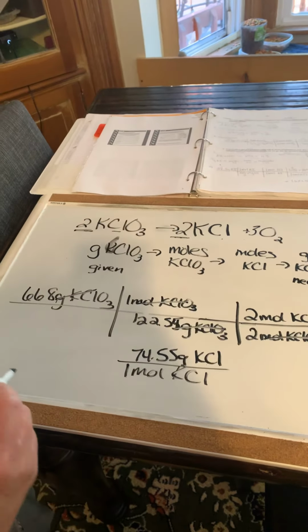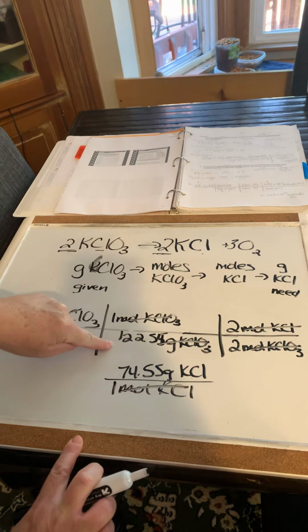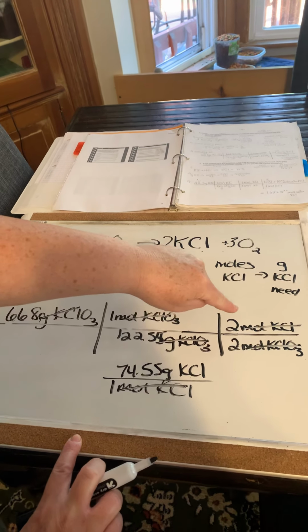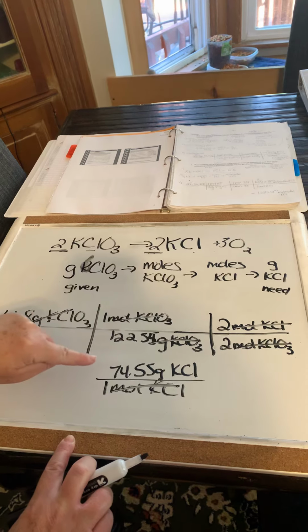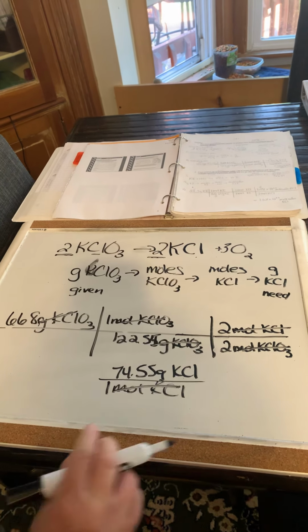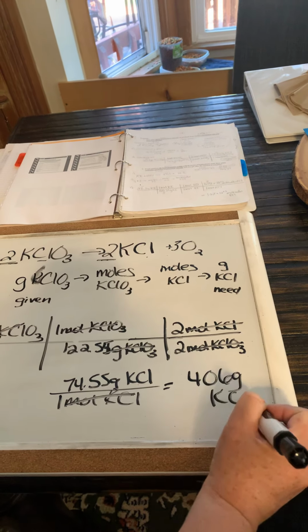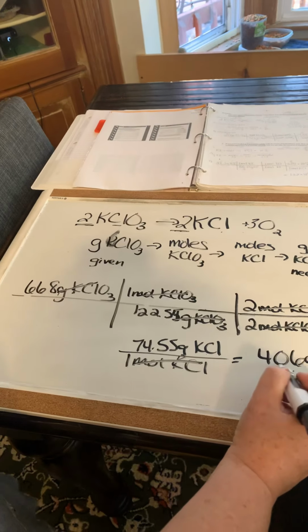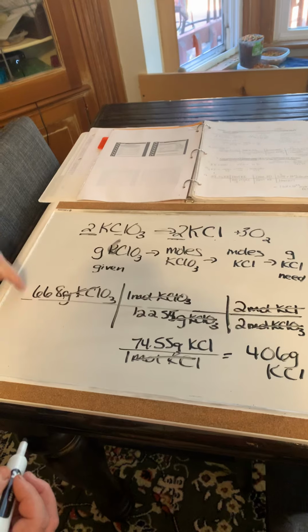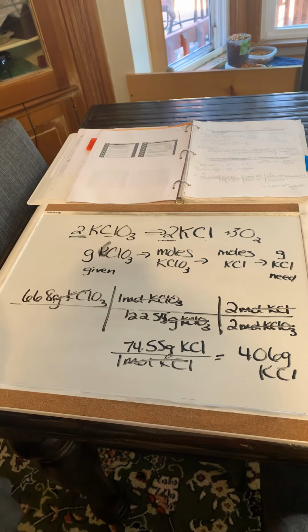Now we just do our math. We have 668 divided by 122.55 times 2 divided by 2 times 74.55. We get 406 grams of KCl. We go with the same number of significant figures as we started with. So it's 3 and 3. And that's how you do it.